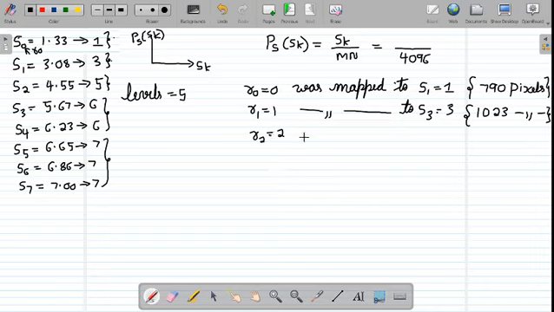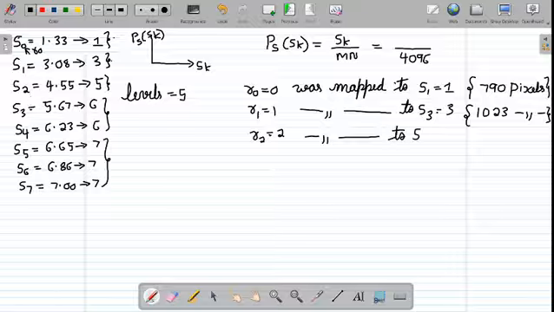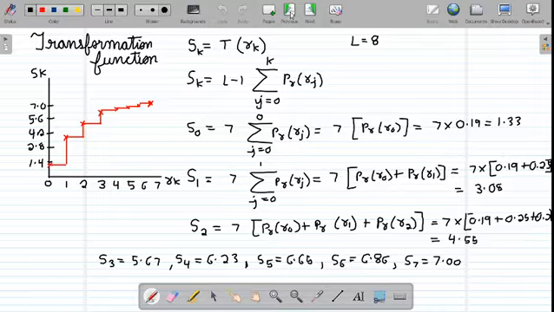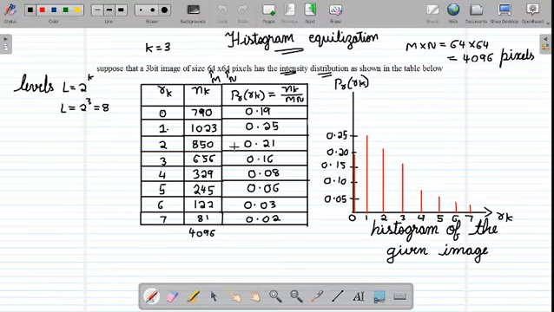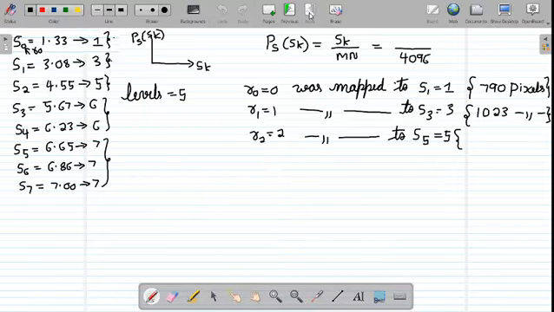Next, R2 equals 2 was mapped to S5. So we need to find out the pixels. From here go to 2 and look at the number of pixels at 2. So the number of pixels at 2 is 850. So I'll be writing here 850 pixels.